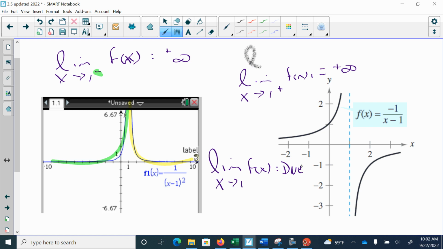Even though they're both approaching positive infinity, you might think it's the same number. If it's not a number, it's an idea. Good?